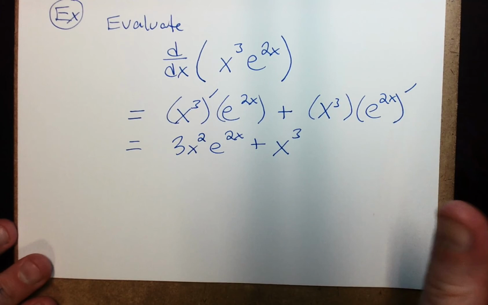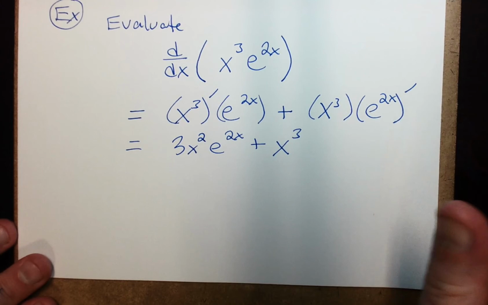So what's the derivative of x cubed? 3x squared. What about this? Well, there's no prime on it, so you're just rewriting it. Plus, what's the derivative of this? Who cares? There's no prime on it, right? We're not taking the derivative of this. So just rewrite it. Okay, now we need the derivative of e to the 2x.